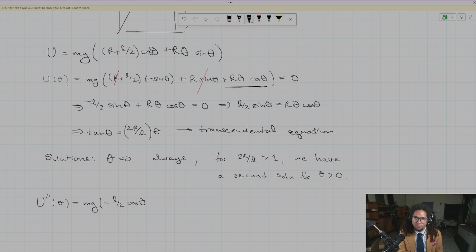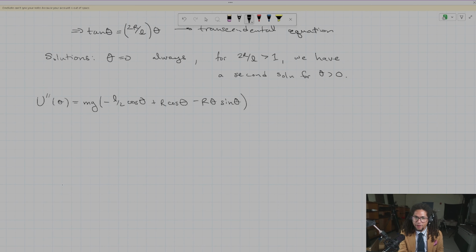Next, I have this term, and once again, I need to use the product rule. So I have plus r cos theta, and then minus, if I take the derivative of this second term, r theta sine theta. Or if I regroup my terms, I get mg times r minus L over 2 cos theta minus r theta sine theta.